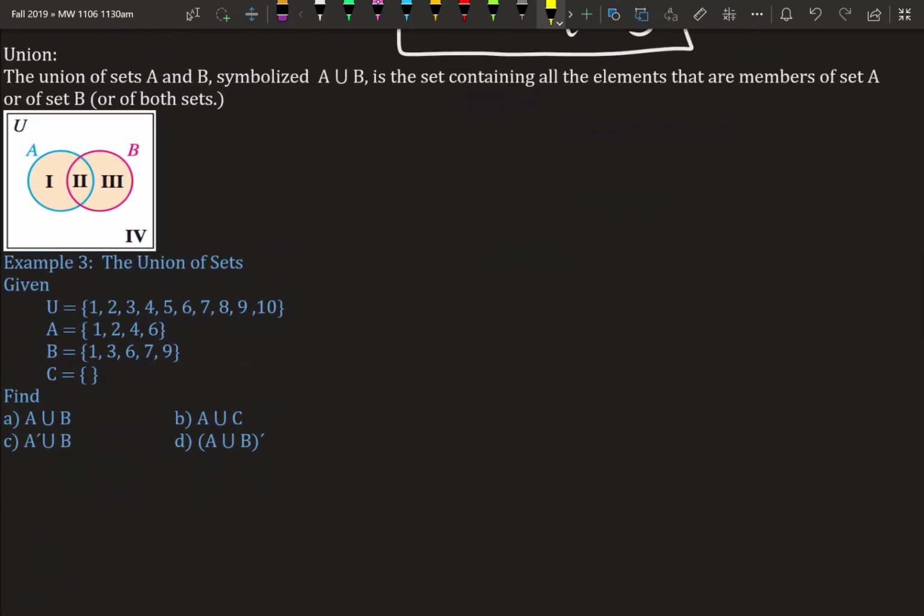Union of sets A and B, symbolized A ∪ B, is the set containing all the elements that are members of set A or set B or of both sets. So when you union something, think of marriage. Marriage is the union between two people. So union means you're combining, you put together, you mush together to become one.